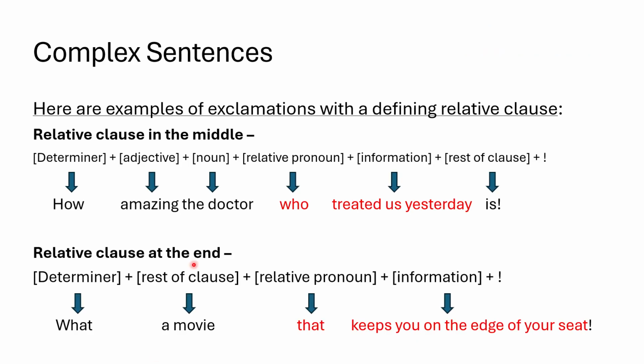Here are examples of exclamations with a defining relative clause. Relative clause in the middle: determiner plus adjective plus noun plus relative pronoun plus information plus rest of clause. How amazing the doctor who treated us yesterday is. Relative clause at the end: determiner plus rest of clause plus relative pronoun plus information. What a movie that keeps you on the edge of your seat.